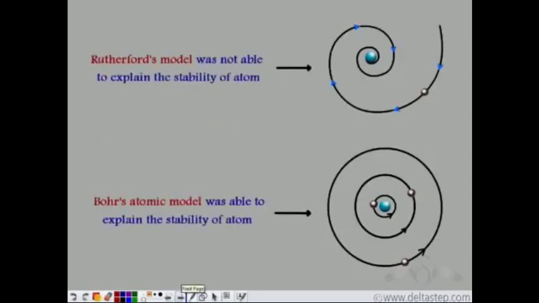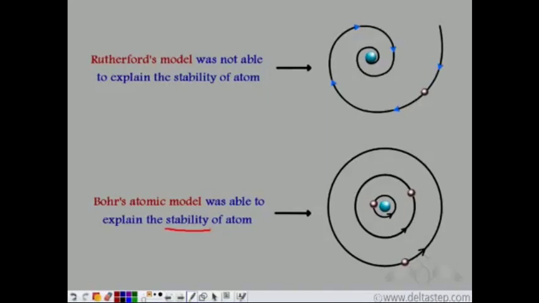Rutherford's model was not able to explain the stability of the atom. If the electron, which is negatively charged, is moving around the nucleus, it should constantly radiate energy and should collide with the nucleus. So Rutherford's model was not stable, whereas Bohr was able to explain the stability of the atom. According to his model, the electrons revolve in definite orbits in which they revolve without losing energy. Only when they move in between these orbits do they emit or absorb energy. So Bohr was able to explain the stability of the atom.